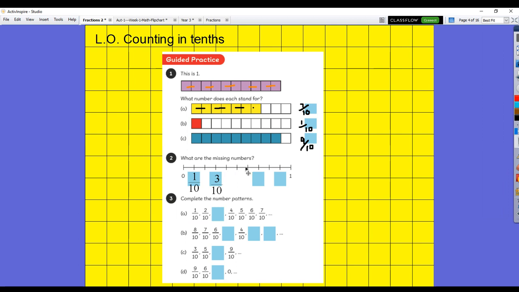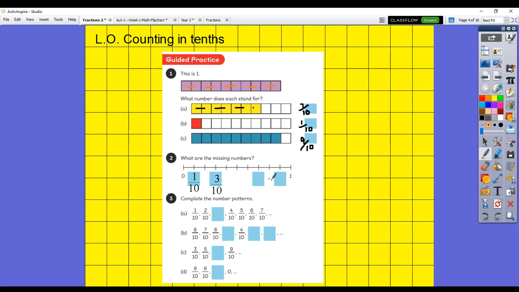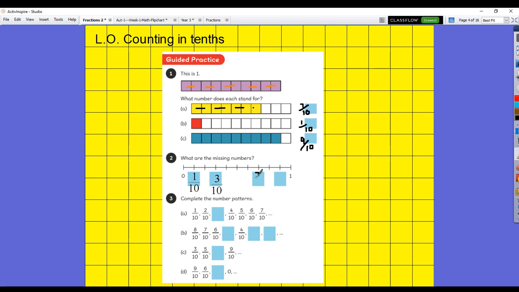4/10, 5/10, 6/10. Let's see if I can write it this time. 7/10. Then what's our next one? 8/10, and then we've got 9/10. Also, if we have a look at the number lines that we've chosen for our answers, they're all odd numbers. So let's look at the next one.